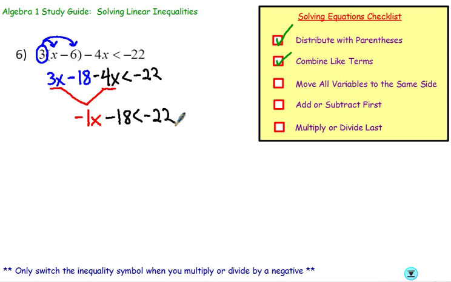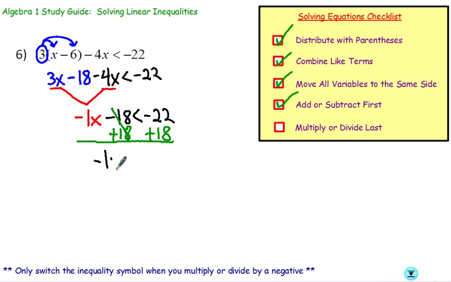All right, so let's add 18 to both sides. And again, we're going to do that because we know that we add or subtract first. We didn't mention here move all the variables to the same side. There actually is only one variable, just this negative 1x, so there are no variables over here, so we could skip past that step. And then we're going to add or subtract. So let's go ahead and add 18 to both sides. What we do to one, we do to the other.